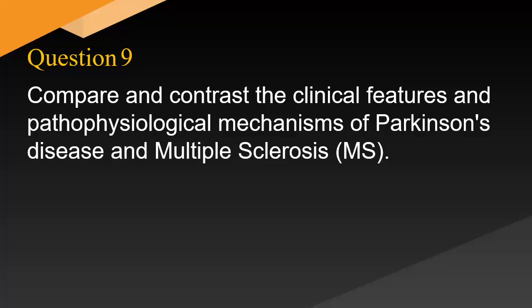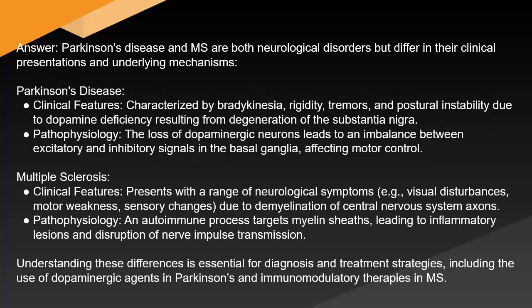Compare and contrast the clinical features and pathophysiological mechanisms of Parkinson's disease and multiple sclerosis (MS). Answer: Parkinson's disease and MS are both neurological disorders, but differ in their clinical presentations and underlying mechanisms. Parkinson's disease clinical features: characterized by bradykinesia, rigidity, tremors, and postural instability due to dopamine deficiency resulting from degeneration of the substantia nigra. Pathophysiology: the loss of dopaminergic neurons leads to an imbalance between excitatory and inhibitory signals in the basal ganglia, affecting motor control.